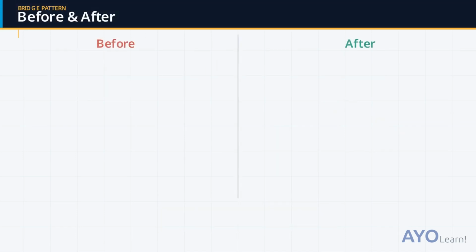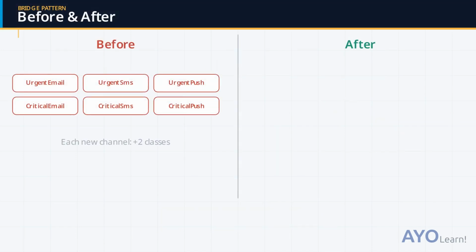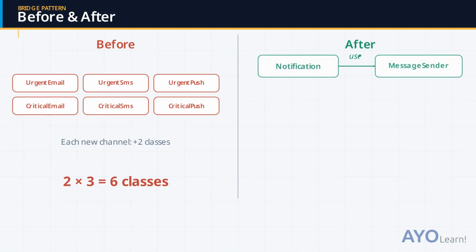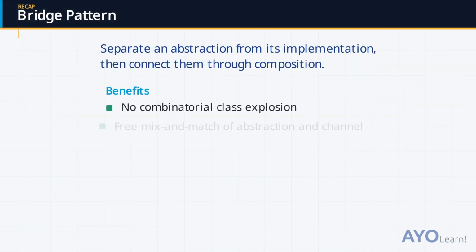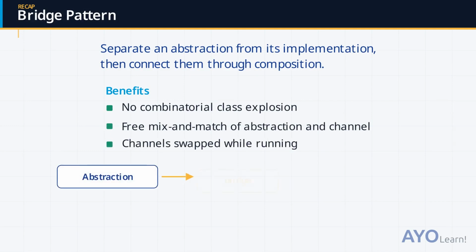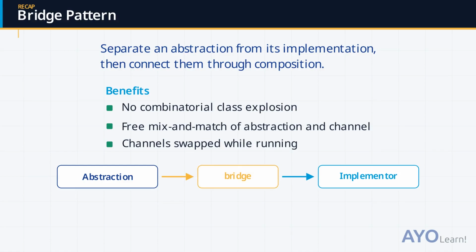See the difference? Before, every urgency times every channel spawned a tangled explosion of subclasses. After, a slim notification connects to any message sender you choose. Each new feature adds just one class. Multiplication becomes simple addition. The bridge pattern separates an abstraction from its implementation, connecting them through composition. No class explosion, free mix and match, channels swapped at runtime. Abstraction, bridge, implementer.